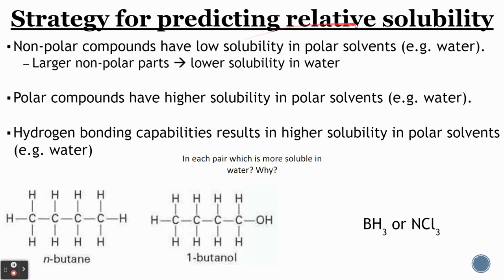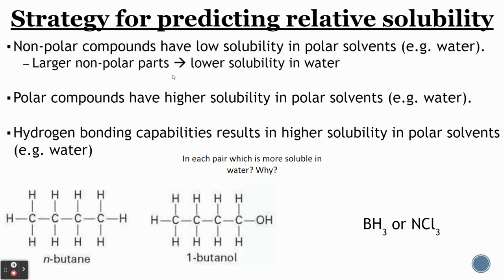So how do we predict relative solubility? That basically means how do we know if something's soluble in water or not, or how do we know which one's more soluble in water if you were comparing different compounds? So generally, polar compounds have a higher solubility in polar solvents than non-polar compounds. Now, if you're comparing nonpolar compounds, they have low solubility. And the larger the nonpolar parts, the lower the solubility in water is going to be.